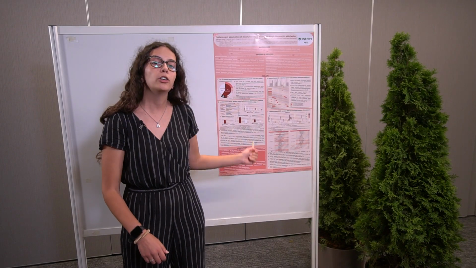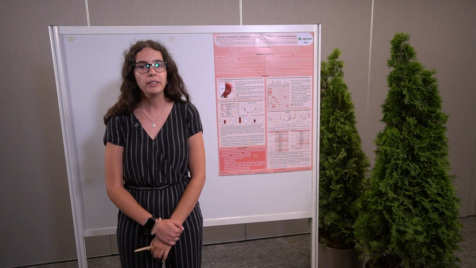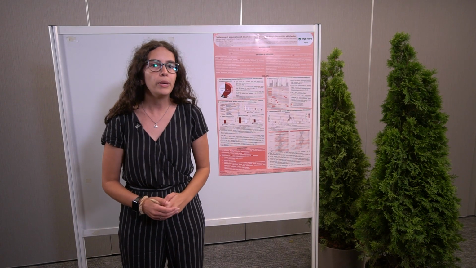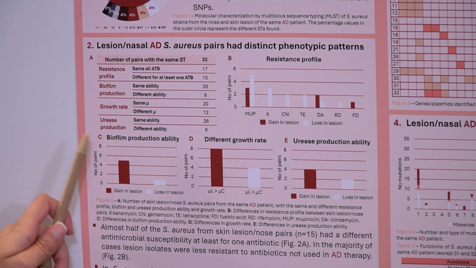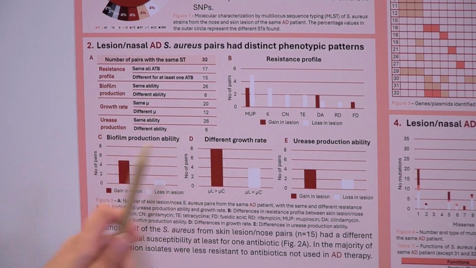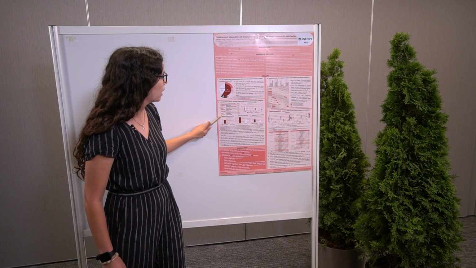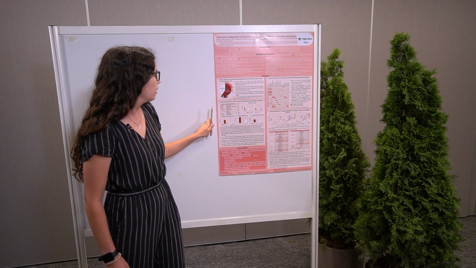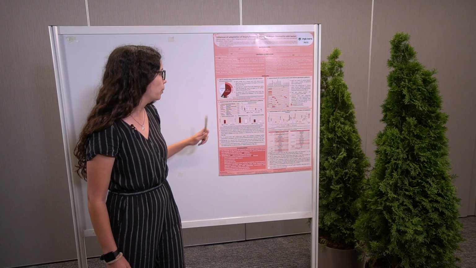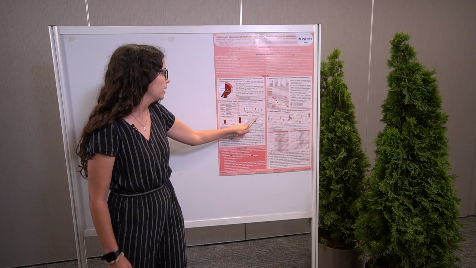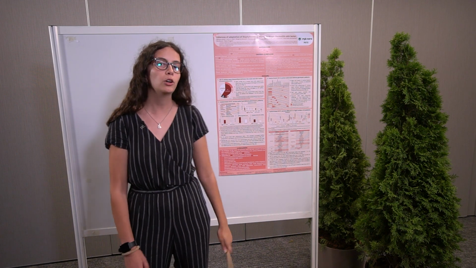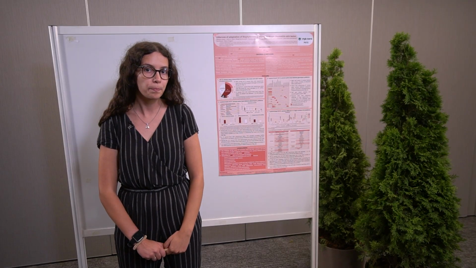After that, in order to compare the virulence and the fitness of these isolates, we analyzed their ability to produce biofilm, growth rate, and urease production. And we found that the isolates from the skin have a higher ability to produce biofilms, a higher growth rate, and a higher urease production ability compared with the nose isolates.